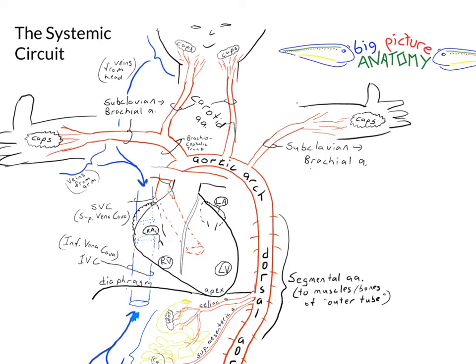So that's what you see here, the inferior vena cava and the superior vena cava coming into the right atrium of the heart. And that blood, of course, would pass through into the right ventricle and then out the pulmonary trunk to the lungs, which, of course, we haven't drawn the pulmonary circuit here because it's too complicated. This is just the systemic circuit.